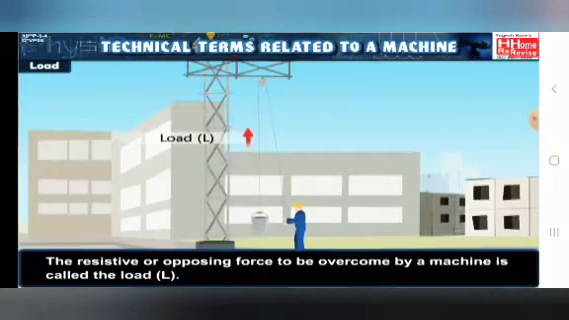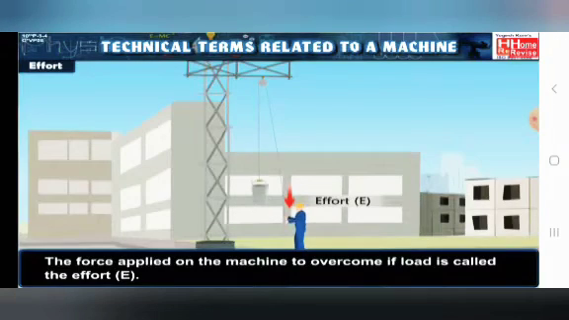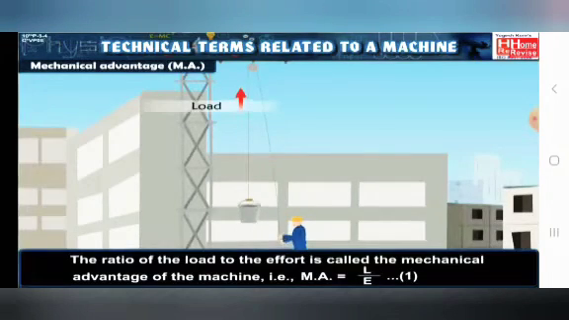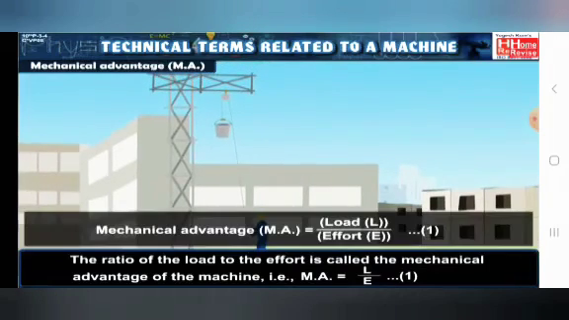Technical terms related to a machine. 1. Load. The resistive or opposing force to be overcome by a machine is called the load, L. 2. Effort. The force applied on the machine to overcome the load is called the effort, E. Mechanical advantage of a machine. The ratio of the load to the effort is called the mechanical advantage of the machine. That is, mechanical advantage, or MA, is equal to load, L, upon effort, E. So MA = L/E. Let this be equation 1.